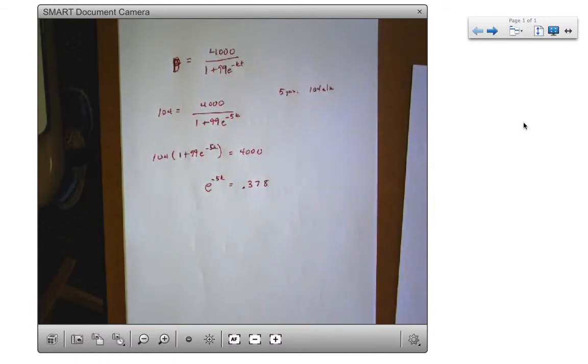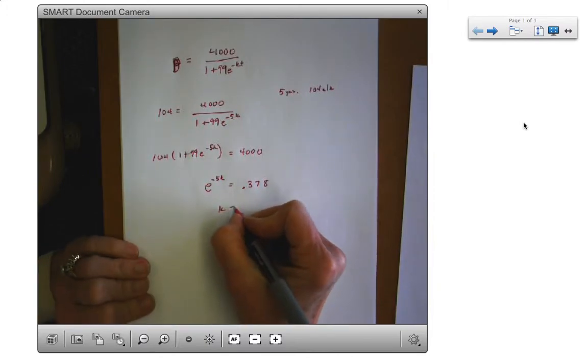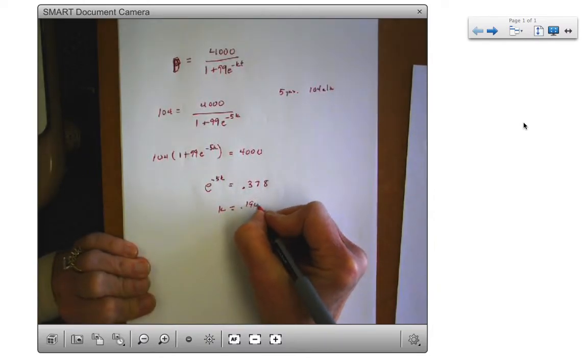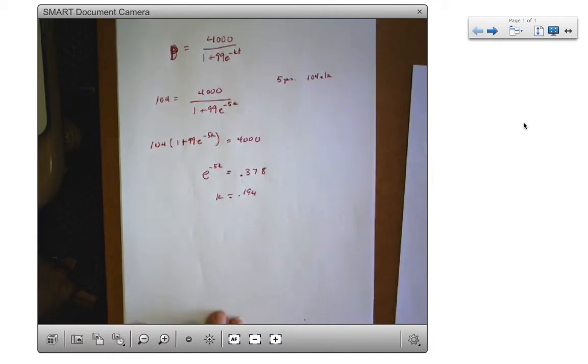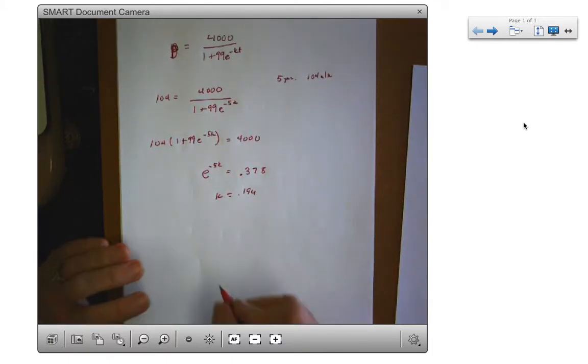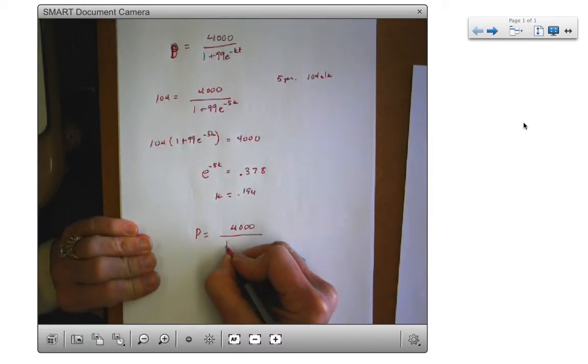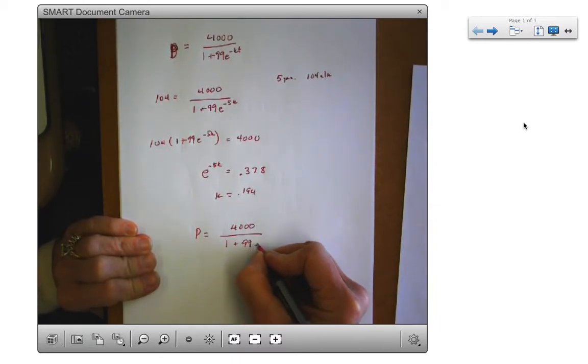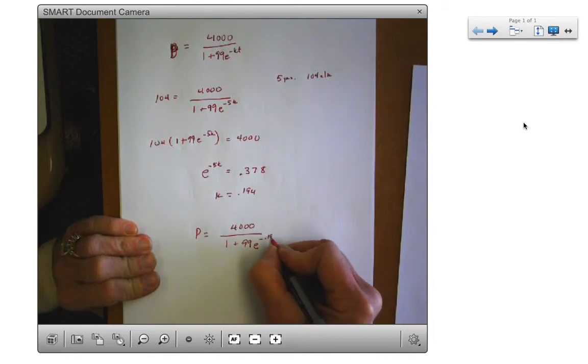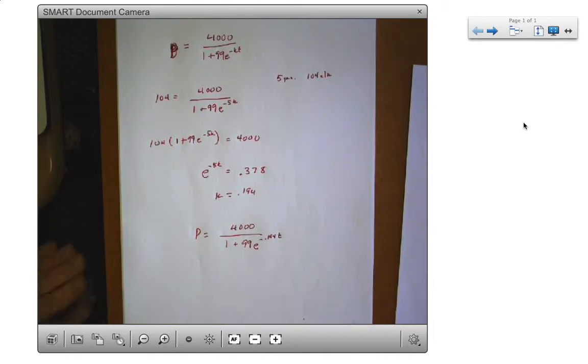0.378 through your algebra, and you're going to find the value of k is going to be 0.194 after you take the natural log of both sides and then divide by negative 5. So the solution is going to be P equals 4,000 over 1 plus 99 e to the negative 0.194t.